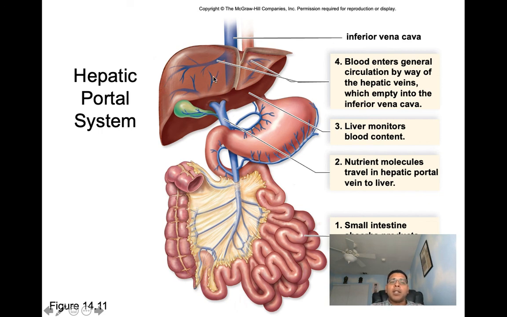So the liver then inspects all of this precious cargo, and then here you can see the hepatic veins are going to be responsible for routing that blood out. And they'll route that blood out into, we said, the inferior vena cava.